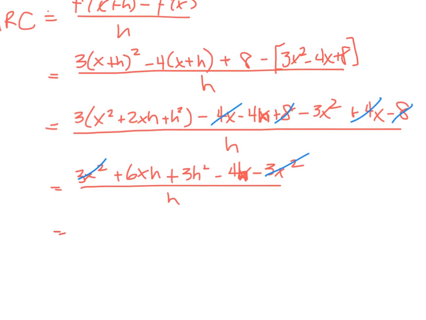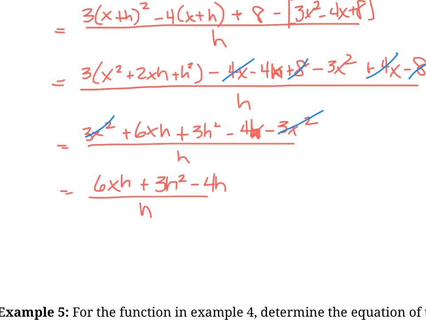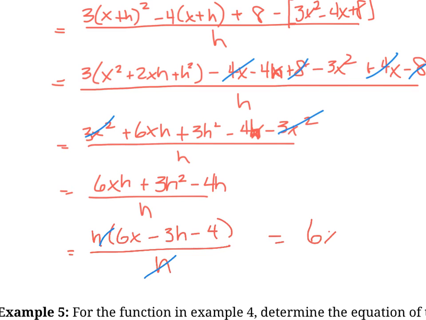So let's simplify even more. 6xh plus 3h squared minus 4h all over h. What do you notice about the numerator? All the terms have h in it, so we can actually factor out an h. That's the only thing we can factor out, I think. 6x plus 3h minus 4, all over h. And then we see that those h's cancel out. So the final simplified version of the difference quotient is 6x plus 3h minus 4.